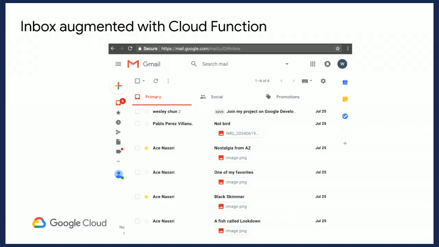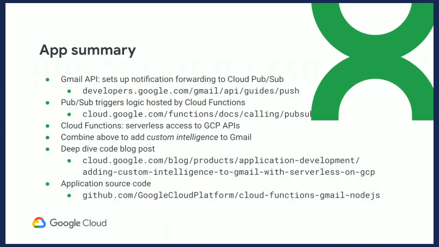Kind of crazy, right? So that's a very interesting use case of both. If you want to learn more about this particular app, especially its functionality, like how do I get Gmail to notify Pub/Sub that a message has come in? There's a link for that. How do you get Pub/Sub to trigger a Cloud Function? There's a link for that. All right. Cloud Functions, of course, gives you serverless access to GCP APIs, and then you just combine all of the above to add custom intelligence to Gmail.